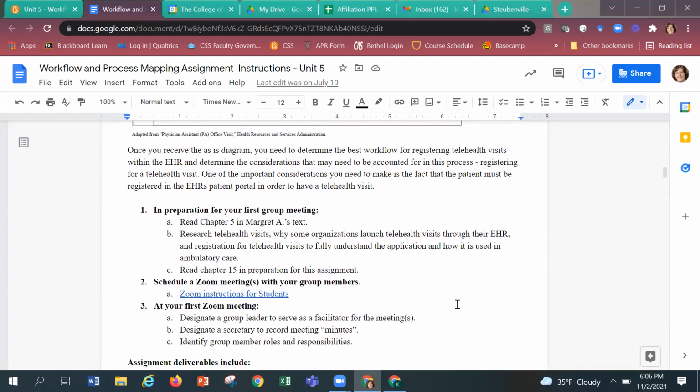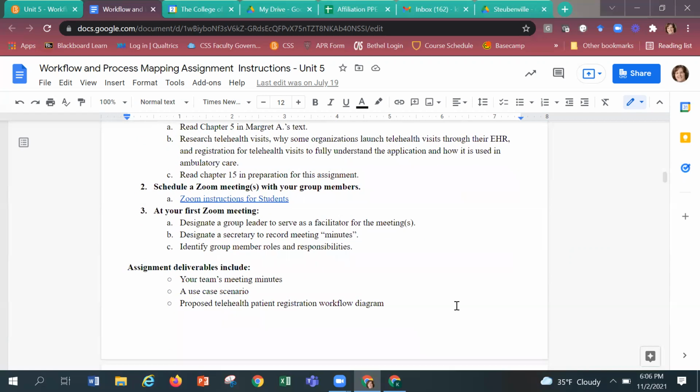Okay. Then, of course, once you've prepared and have scheduled a Zoom meeting with your group members, now you don't have to meet via Zoom, but it's nice because you obviously can see each other, you can share screens, all of those good things. If that doesn't work, of course, a phone call is just fine. But I really would like you to meet and talk to discuss this assignment, okay?